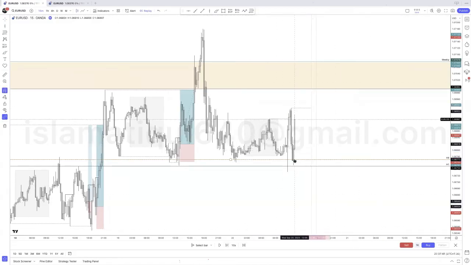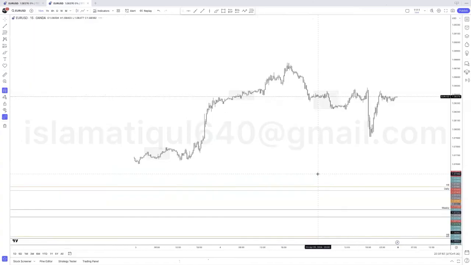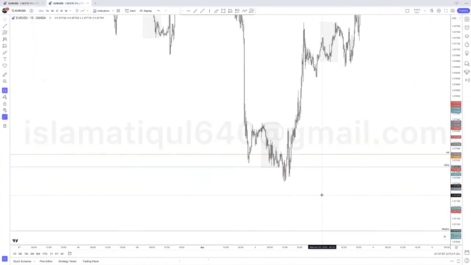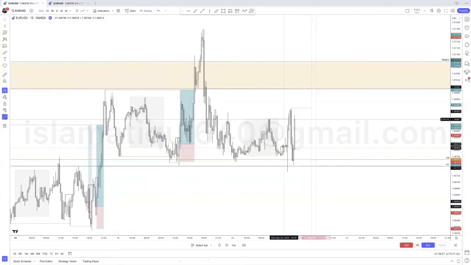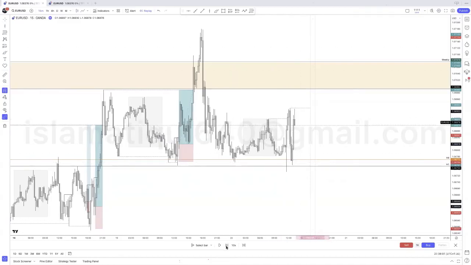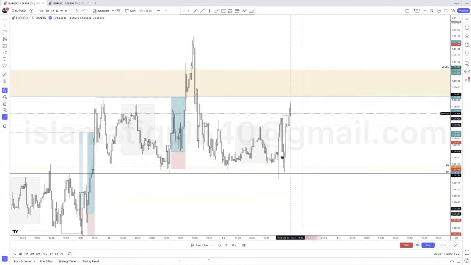It's pushing back up. This was exactly what happened last Tuesday. Last Tuesday we had a similar kind of setup. Swept liquidity, broke structure, pulled back, moved back up. Same thing, see? Swept liquidity, broke structure, pulled back, and now they're moving back up. Exactly the same setup.